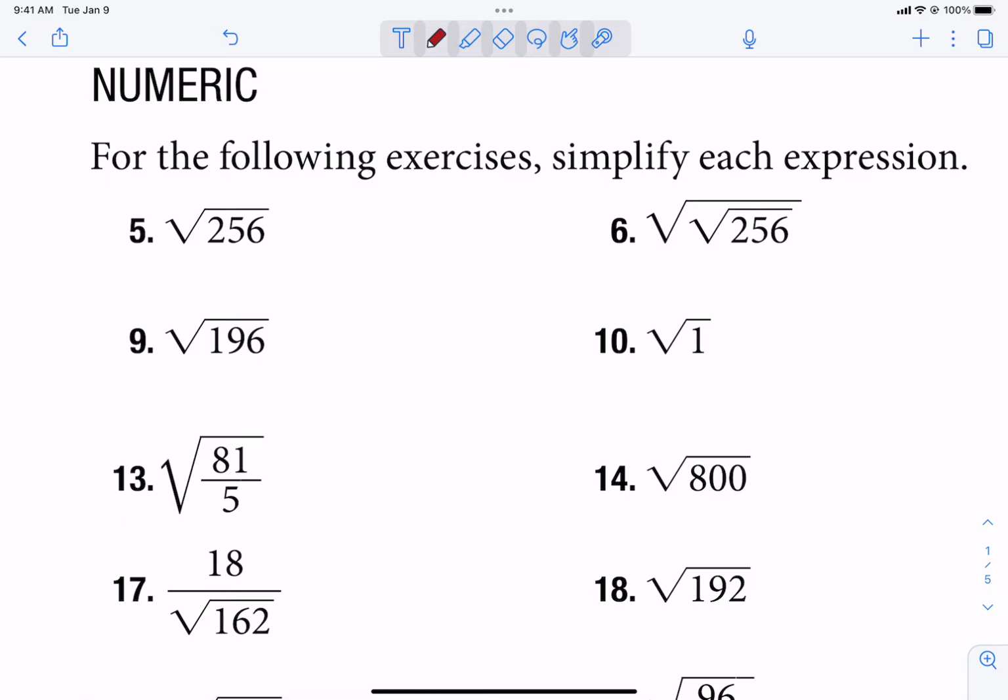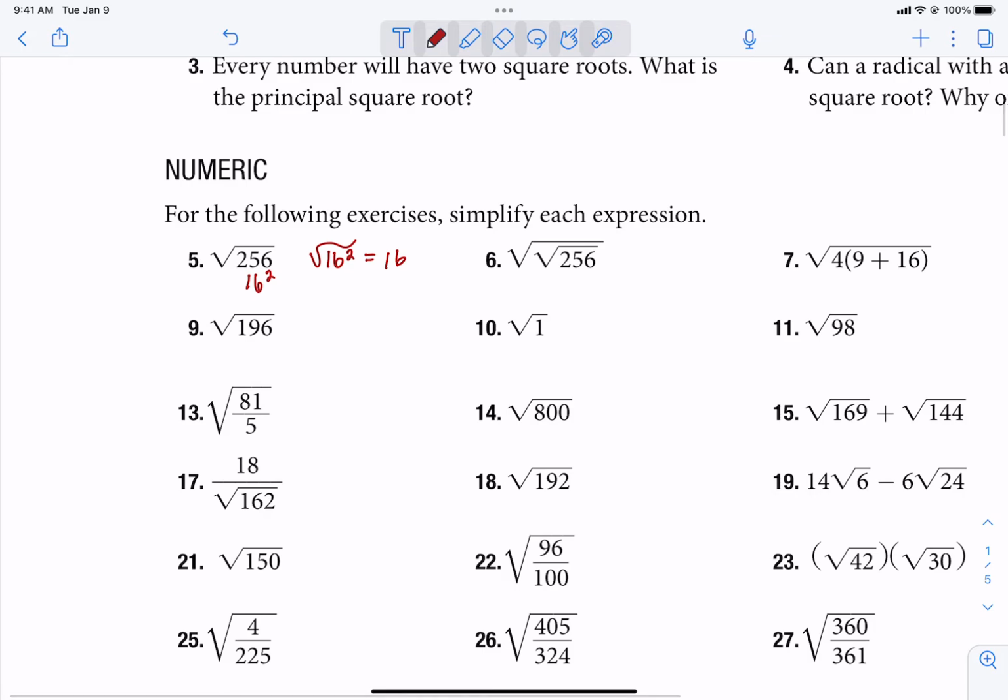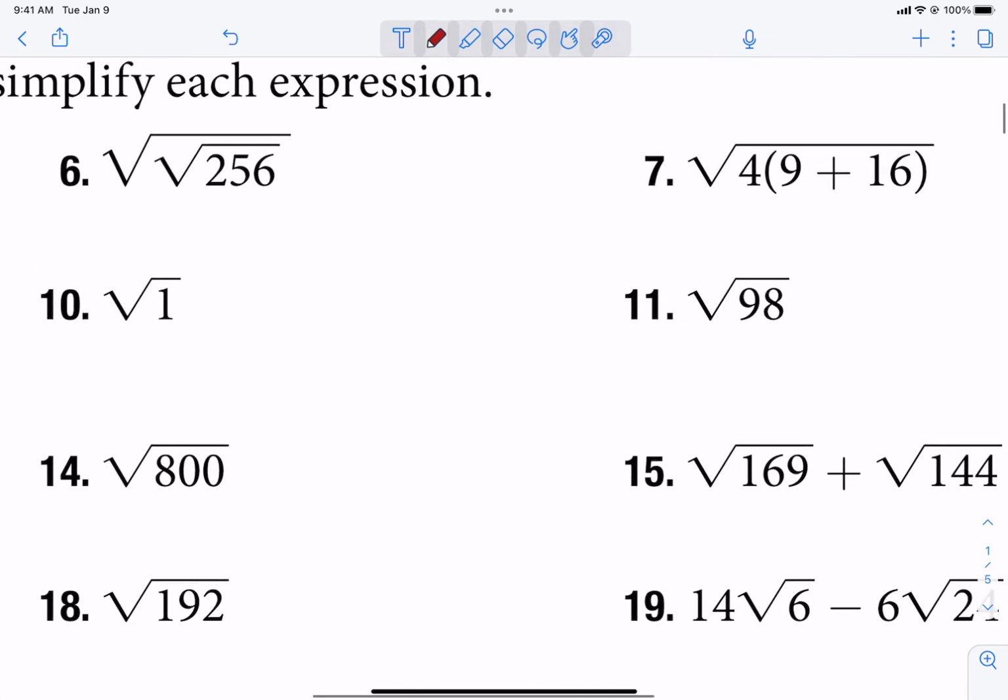If you recall, what a square root is saying is what number squared gives you 256. So if we think about it, 256 is 16 squared. So the square root of 16 squared is 16. So you're looking for the number squared that gives you that. Okay? And so I want to talk about one like number 7.